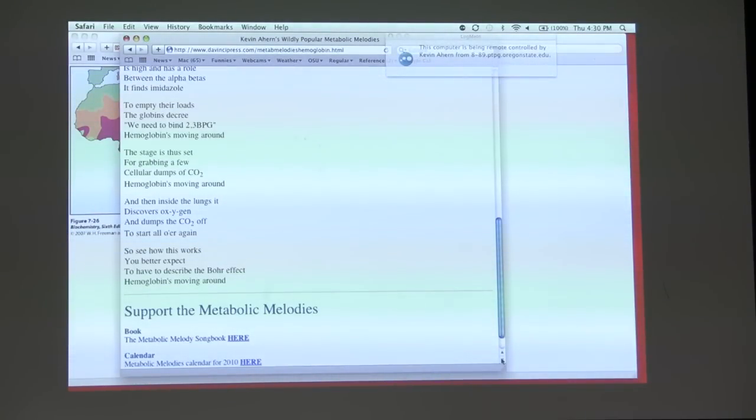So, see how this works? You better expect to have to describe the Bohr effect. Hemoglobin's moving around. That's a hint at the end, by the way.